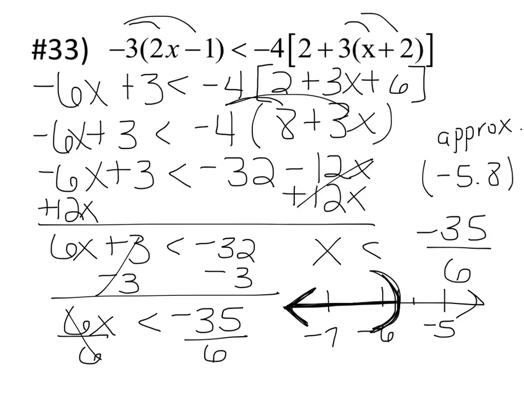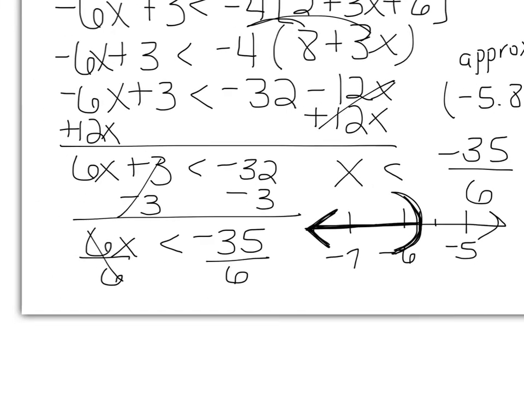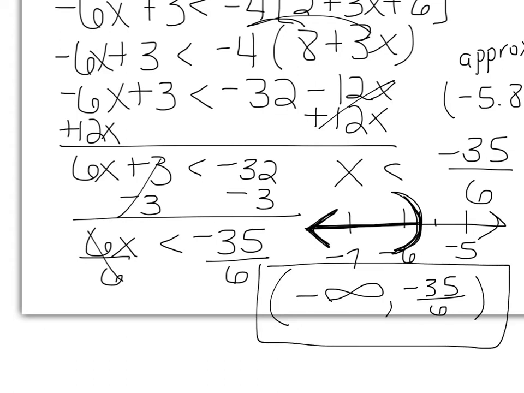So when I go to write my interval notation, it's going to look like this. Negative infinity, and it's always a parenthesis, and I'm going to want an exact amount. So I'm going to say negative 35 over 6, and that's going to be my interval notation.